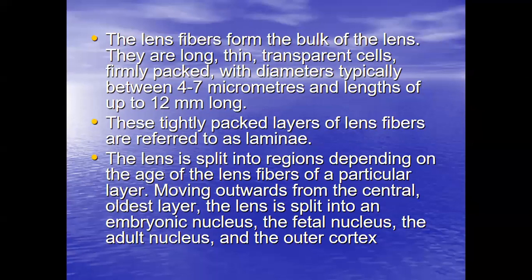Okay, the lens is split into regions depending on the age of the lens fiber of a particular layer. The oldest layer is the centralmost layer, as I told you. The centralmost part of the nucleus is the fetal nucleus. The outer one is the embryonic nucleus, and the outermost is the adult nucleus. So you can further classify the nucleus into fetal nucleus, embryonic nucleus, and adult nucleus. And then outer to the nucleus is the cortex. Okay.